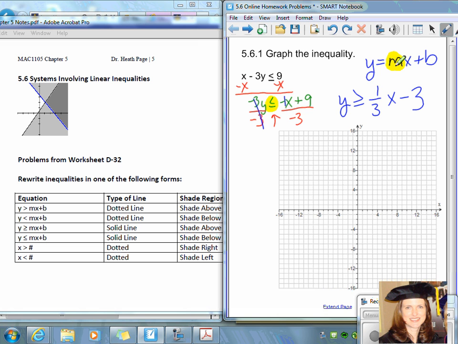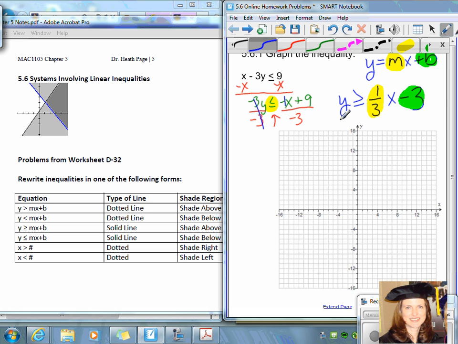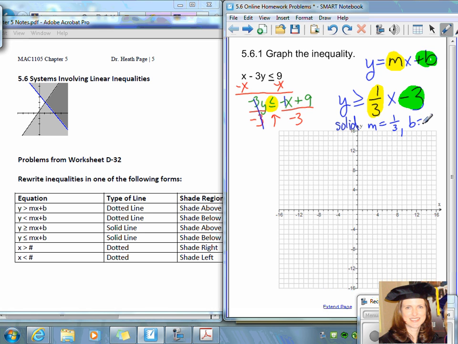So again, where we have this m, the slope of the line is going to be 1/3, and the b, the y-intercept, is negative 3. So we can graph the line, and it's going to be a solid line because we have a greater than or equal to. The slope of the line is 1 over 3, and the y-intercept, b, is negative 3. So we start graphing the line at negative 3, plot your point, and then I'm going to use the slope to go from there up 1 and to the right 3.